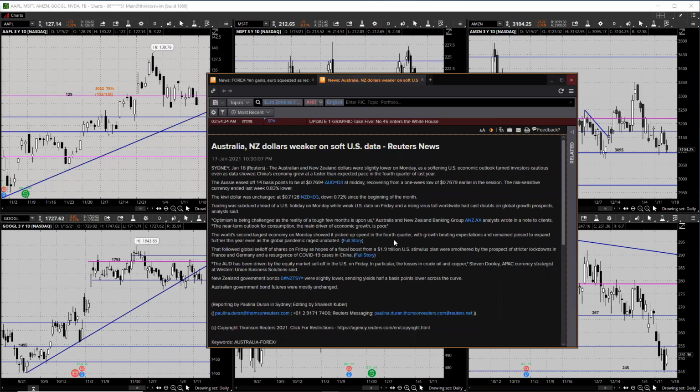The world's second largest economy on Monday showed it picked up speed in the fourth quarter with growth beating expectations and remained poised to expand further this year, even as the global pandemic raged unabated. That followed a global sell-off of shares on Friday as hopes of a fiscal boost from a $1.9 trillion U.S. stimulus plan were smothered by the prospect of stricter lockdowns in France and Germany and a resurgence of COVID-19 cases in China. The slide has been driven by the equity market sell-off in the U.S. on Friday, in particular losses in crude oil and copper, Stephen Dooley, currency strategist at Western Union, stated.